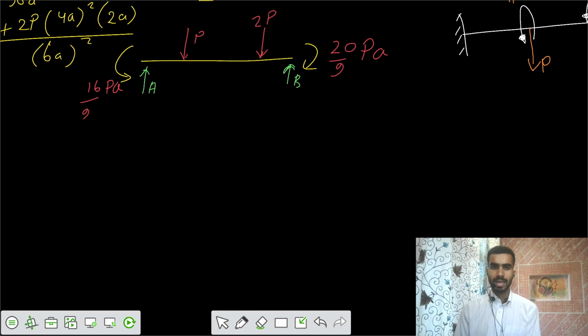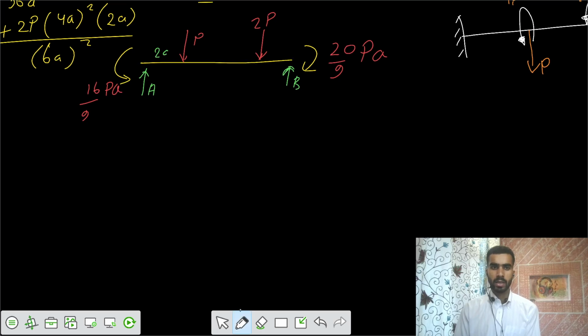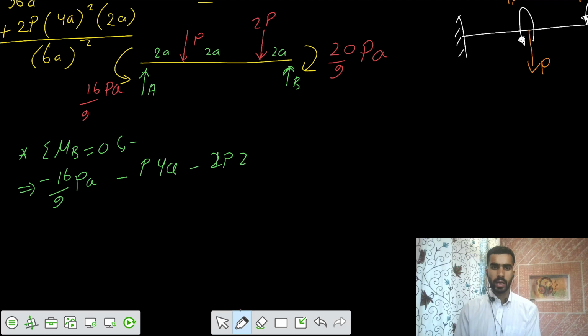Let's apply the summation of moments on either of the supports. Let's say the summation of moments at B goes to 0, and I will write anti-clockwise as negative. So I write 16/9 PA squared with a minus sign. Then after that we have P into 4A minus 2P into 2A, and we have clockwise 20/9 PA, and we have the reaction A into 6A.